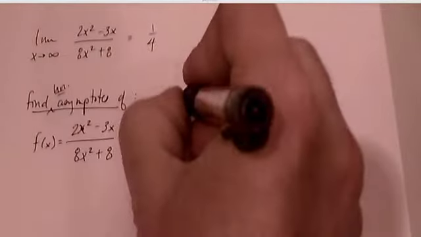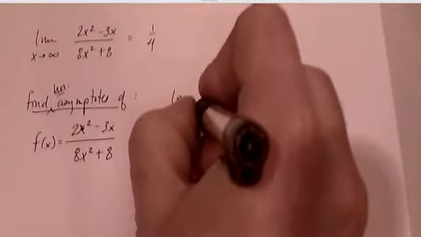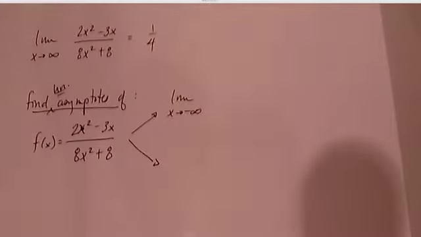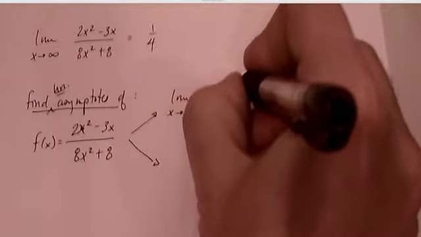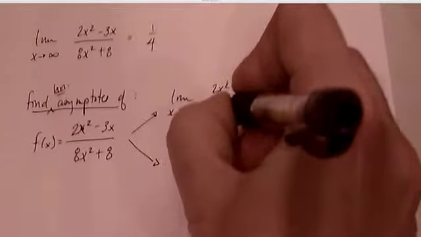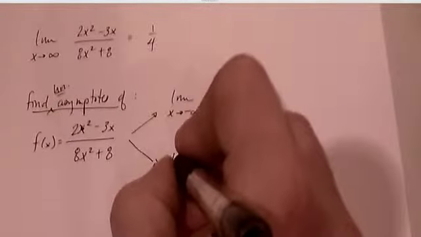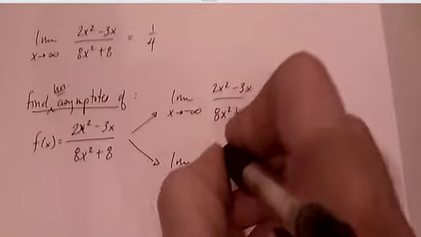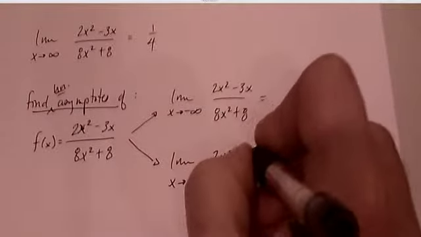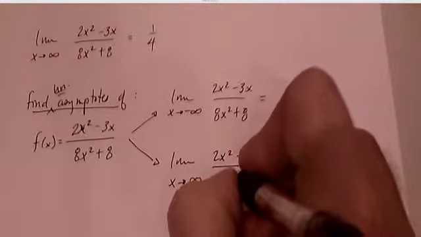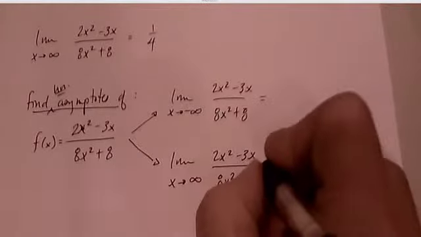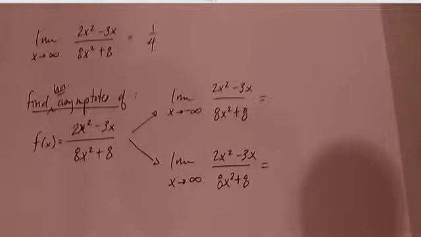So if we're asked to find the horizontal asymptotes of this function, I actually need to ask myself 2 questions. I need to ask myself, what is the limit as x approaches negative infinity, as I go off the left end of the graph, of 2x squared minus 3x over 8x squared plus 8. And I need to ask myself the question that I've actually already evaluated. I need to ask myself what happens as I go off the right-hand side of the graph towards positive infinity. Okay?